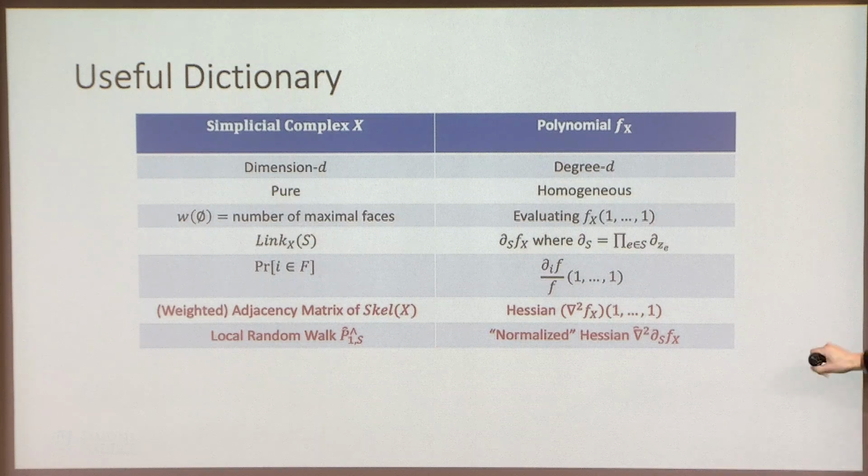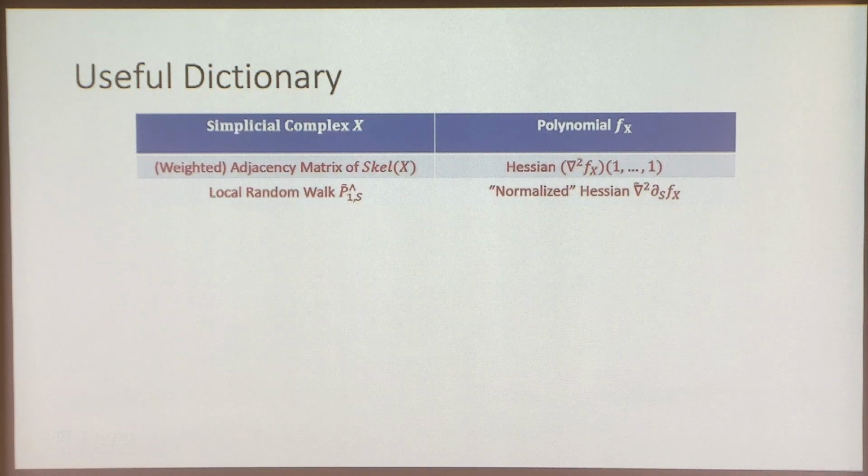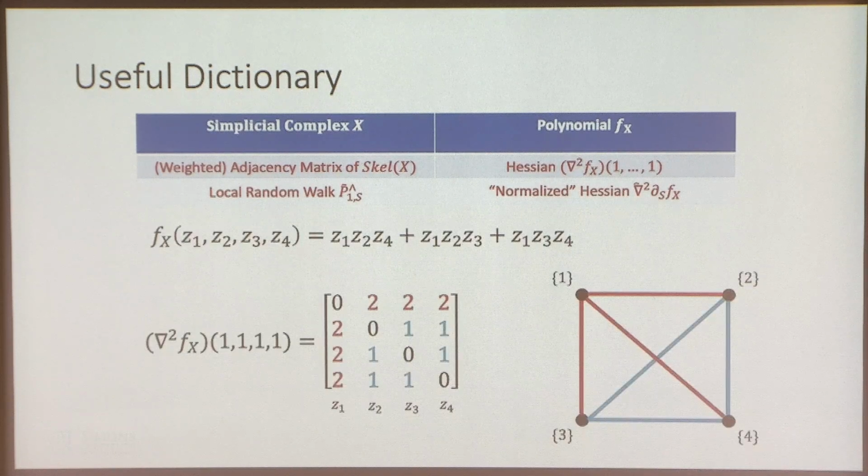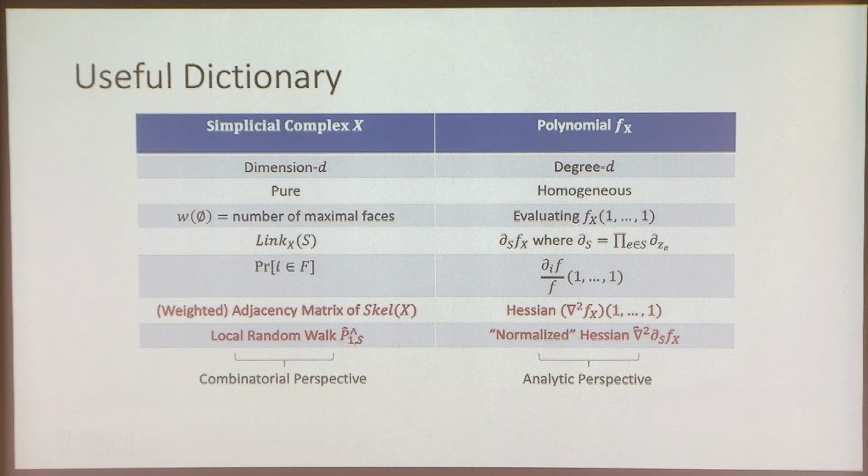And so the final, most interesting thing is that the weighted adjacency matrix of your skeleton corresponds to the Hessian of your polynomial. Because here you have this polynomial, you just compute the Hessian, and this follows from previous items in our dictionary. So you could think that on the left-hand side you have a more combinatorial perspective, and on the right-hand side you have a more analytic perspective.